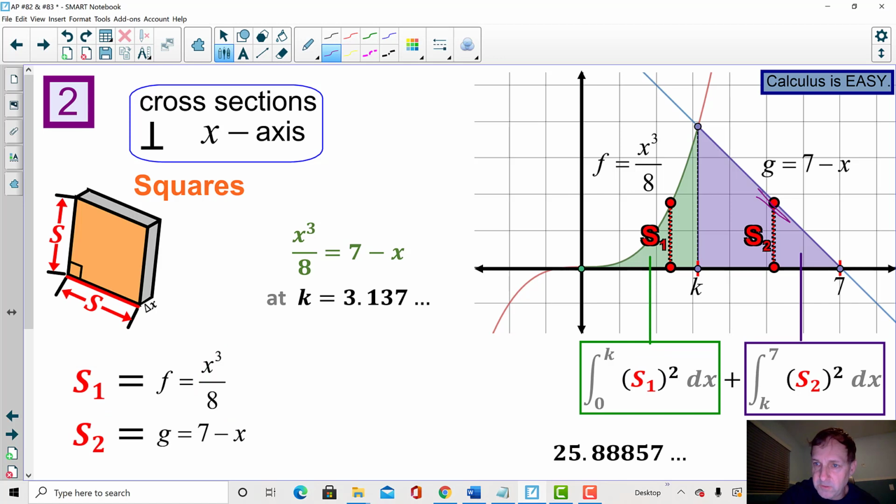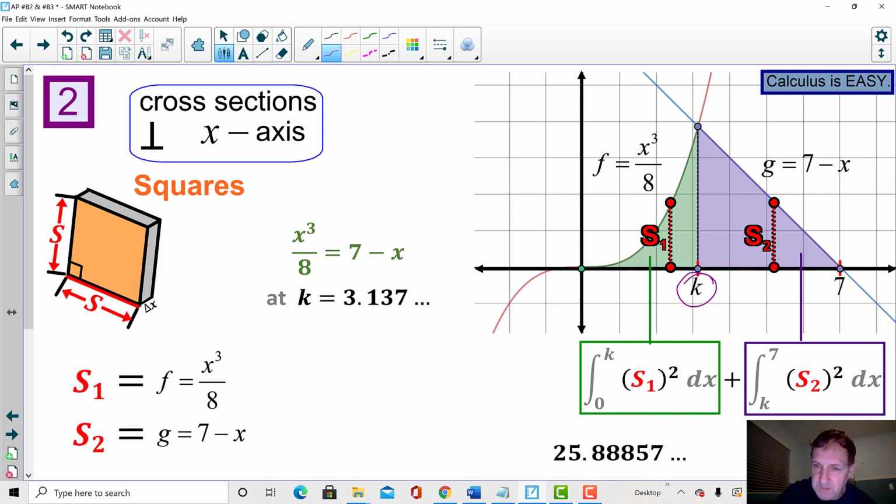So that's what's going to go in our first integral. For our second integral, we're doing top minus bottom, but the top is g. So the top is going to be 7 minus x. And then we do minus the bottom, but that's just minus 0. You don't have to worry about that. So our S2 is actually just going to be our g function, which is 7 minus x.